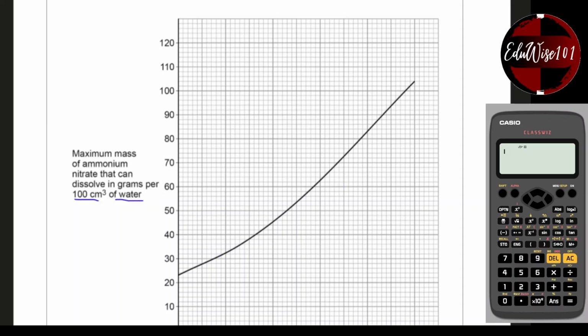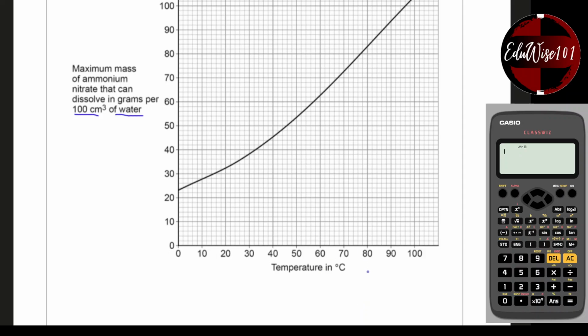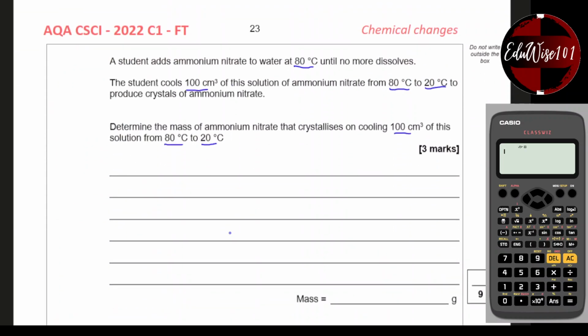So how much is actually dissolving when it's at 80 degrees? So at 80 degrees, if you go all the way up to that point, that's about 1.5 boxes from this solid line. So that's 80. Each box is 2, so 1.5 boxes is 83. So at 80 degrees, 83 grams is dissolving. So let's write that down. At 80 degrees, 83 grams dissolves.